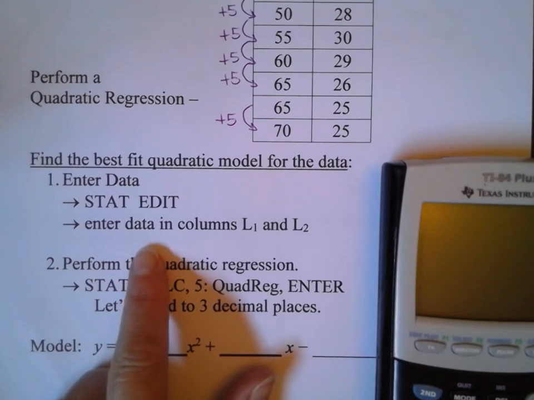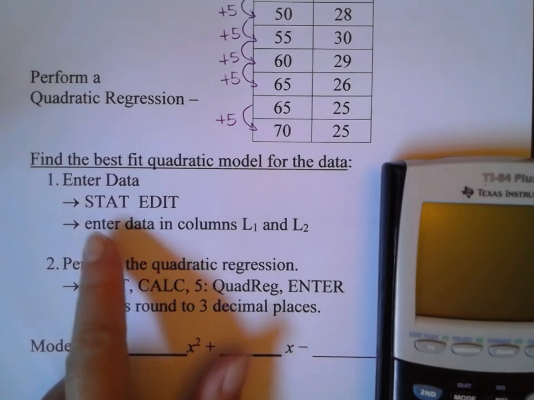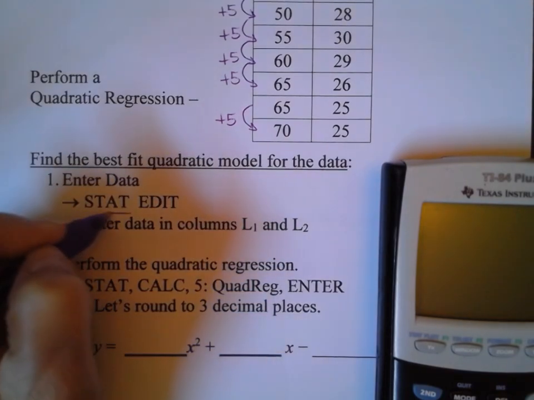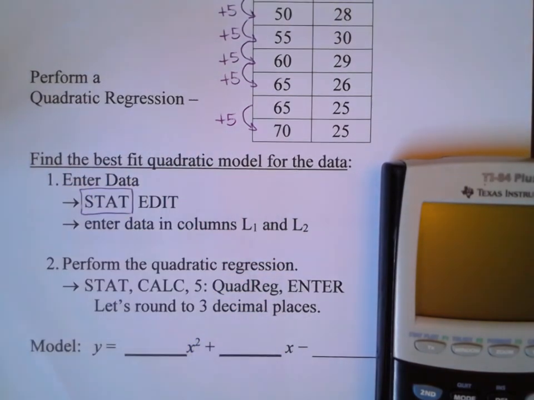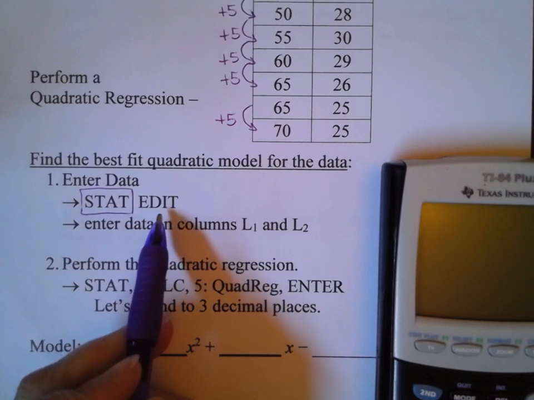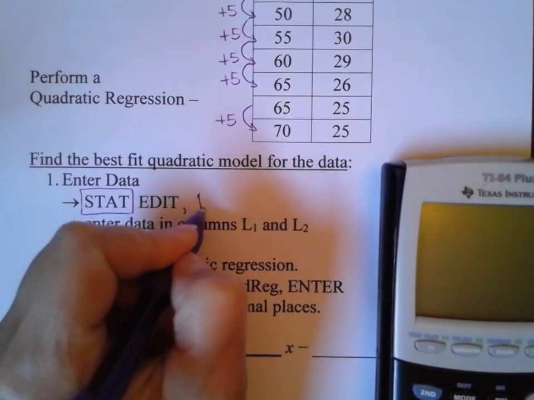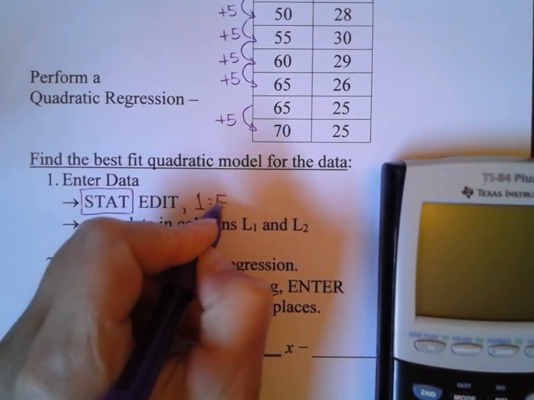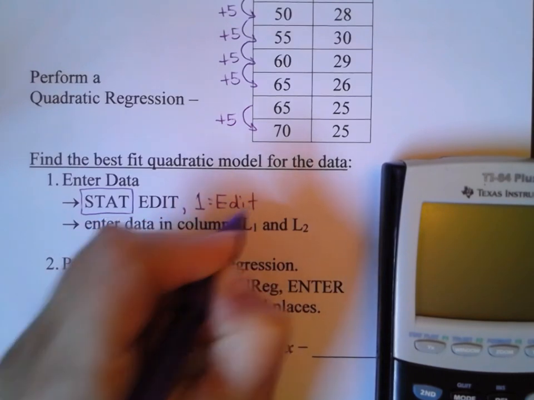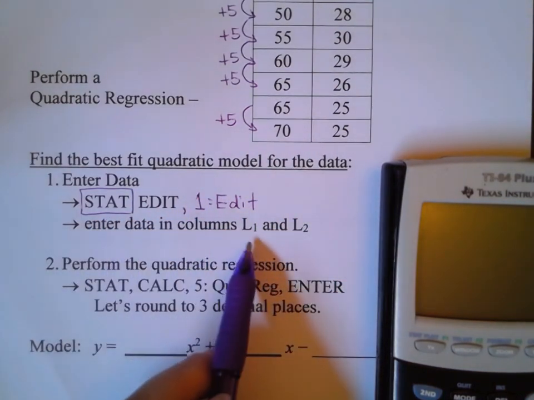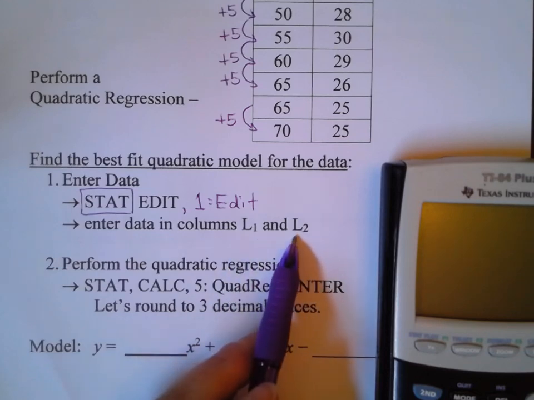So we're going to enter the data in the same way we did for a linear regression. We're going to click on the stat key. There's menus at the top. The first menu is edit. And the first choice in that menu is edit. And then we're going to see some lists. We're going to enter our X's in list 1 and our Y's in list 2.